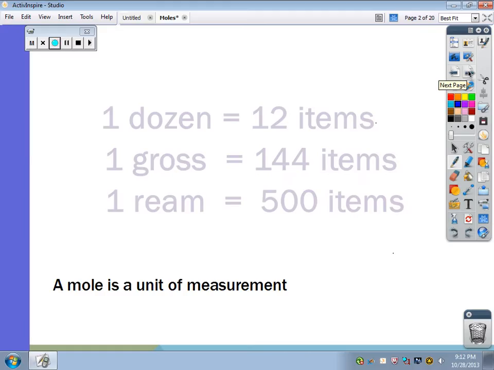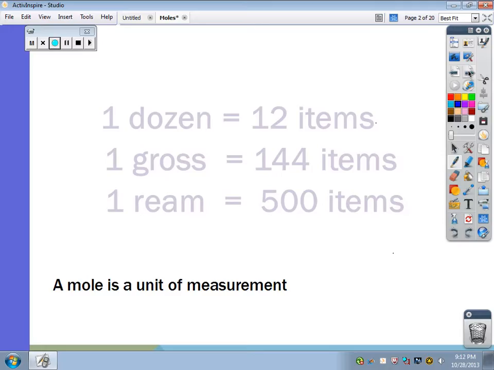Here we have some different measurements. A dozen is 12, a gross is 144, and a ream is 500. If I was going to be a textbook publisher, I would order paper in reams. I wouldn't be counting 1, 2, 3, 4, 5 pages. I would order 500 sheets of paper in a pack like you buy at Staples or Office Depot.